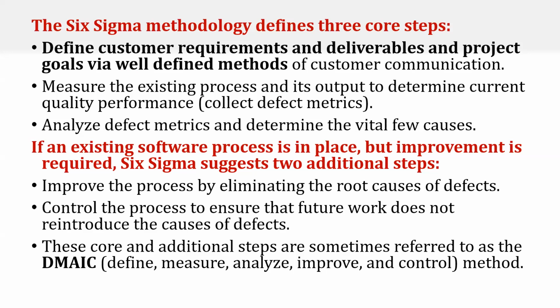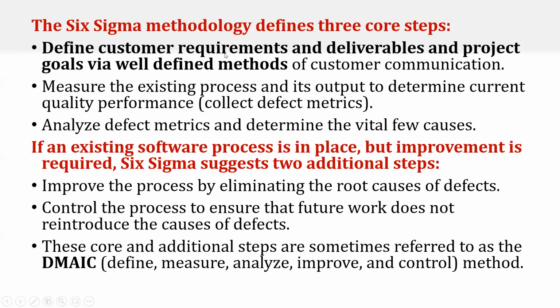Okay. And the existing products and their output, and with respect to the existing process, how the quality can be improved, how the defects or the source of defects can be identified or analyzed. These are the three steps. These are the core three steps of Six Sigma.